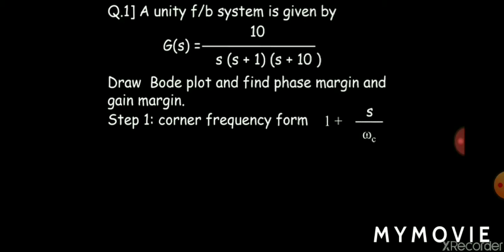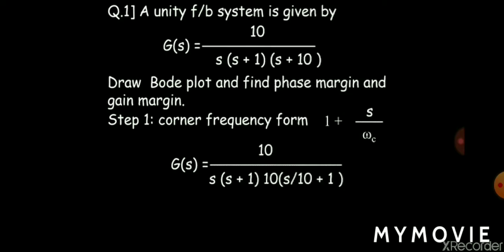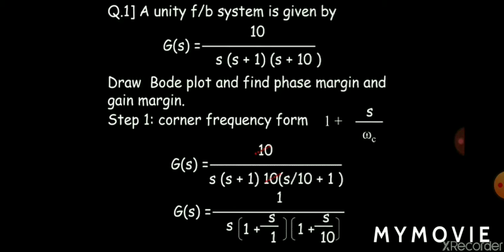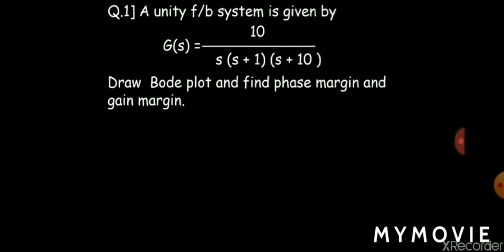So, in order to convert that into s plus 1 format, we should take 10 common. The numerator 10 and the denominator 10 will cancel, making it s by 10 plus 1. So 10 and 10 cancel, and what remains is 1 divided by s of 1 plus s by 1, then 1 plus s by 10. Okay, this is the first step, the time constant form.